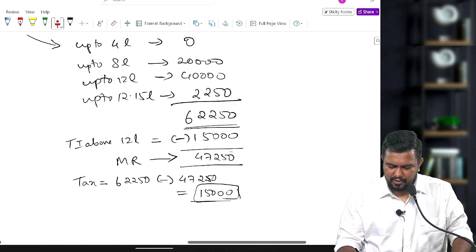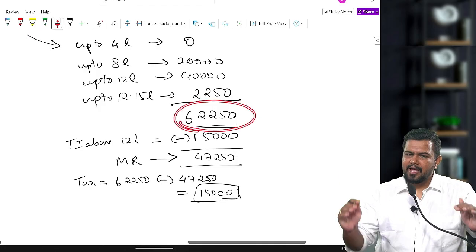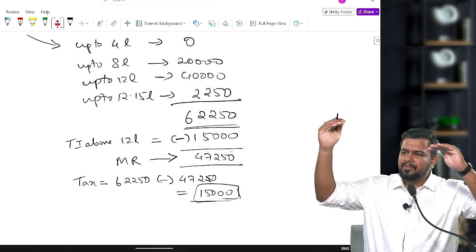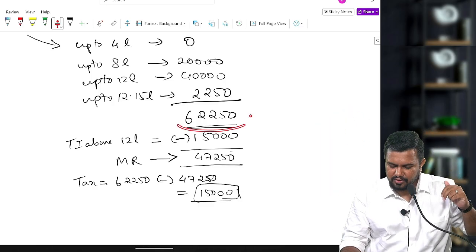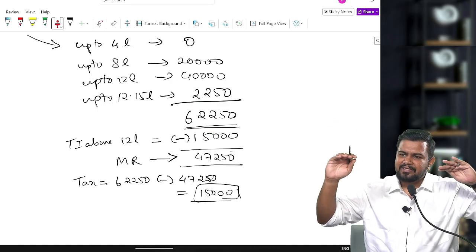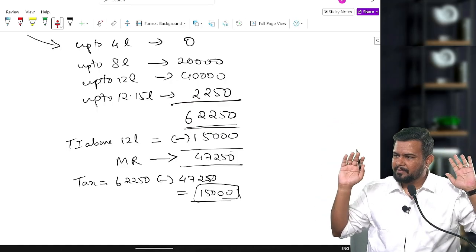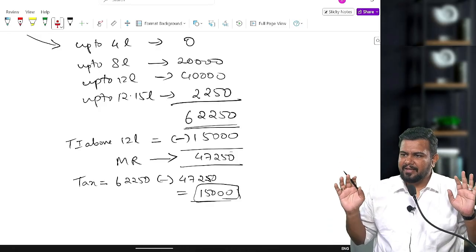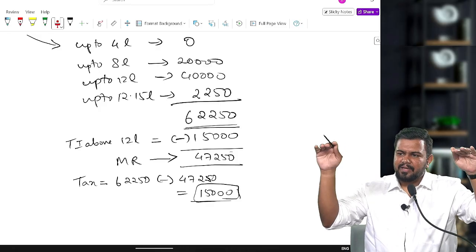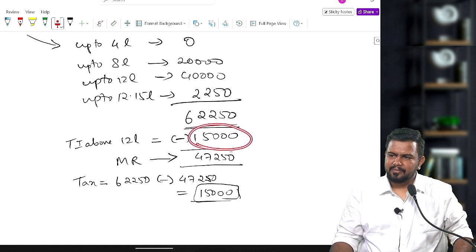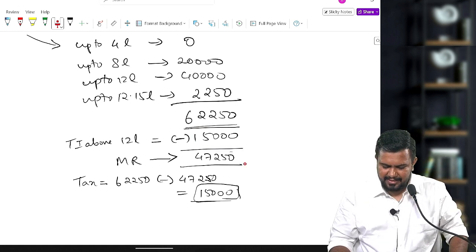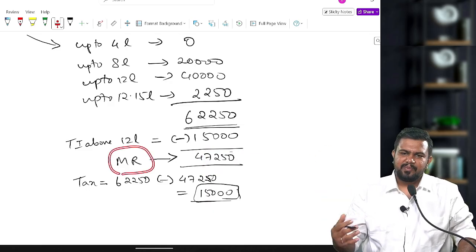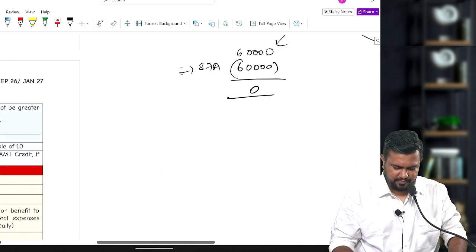So on the total income, you are getting tax as 62,250. How much extra income did you earn? 15,000 was the extra income. But how much is the extra tax? 62,250 is the extra tax. So the extra tax is more than the extra income. In such a case, marginal relief will apply, so extra tax and extra income will become the same. So 15,000 will become the tax. The balance amount will become marginal relief. If the marginal relief is coming as negative, it means there is no marginal relief.